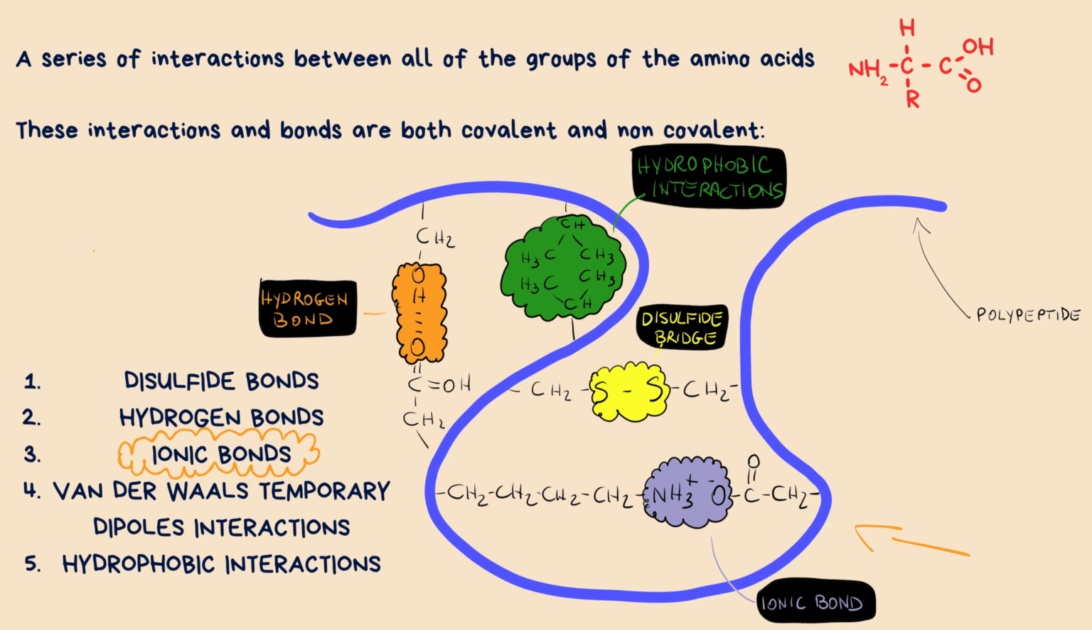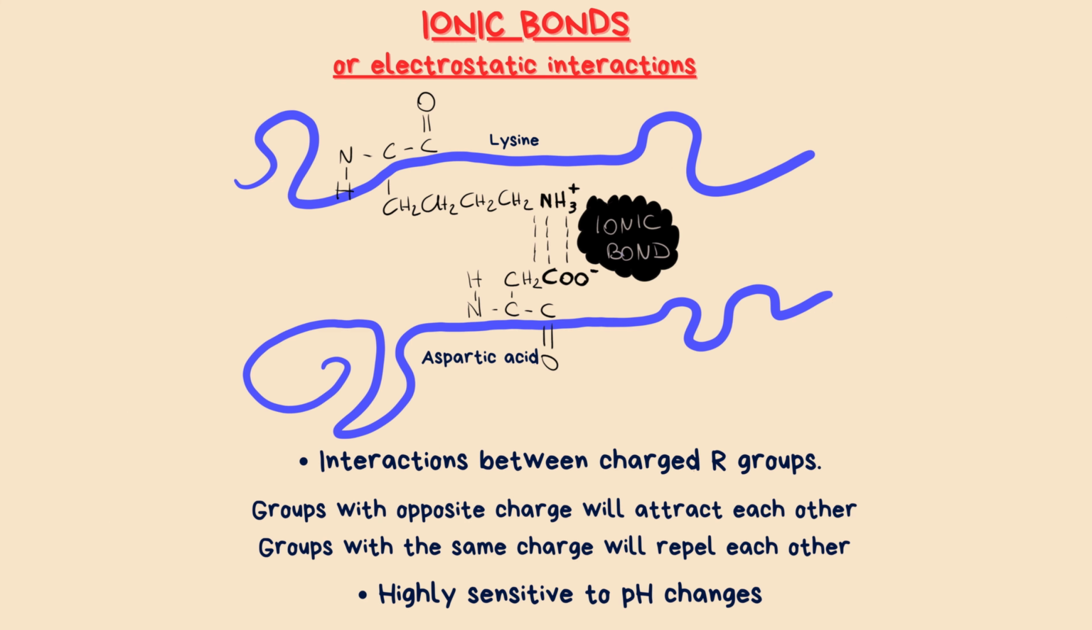Next up, ionic bonds, also called electrostatic interactions. These happen when the R groups of different amino acids are charged. Some amino acids have side chains that are positively charged, while others are negatively charged. Naturally, opposite charges will attract each other, while like charges will repel each other.